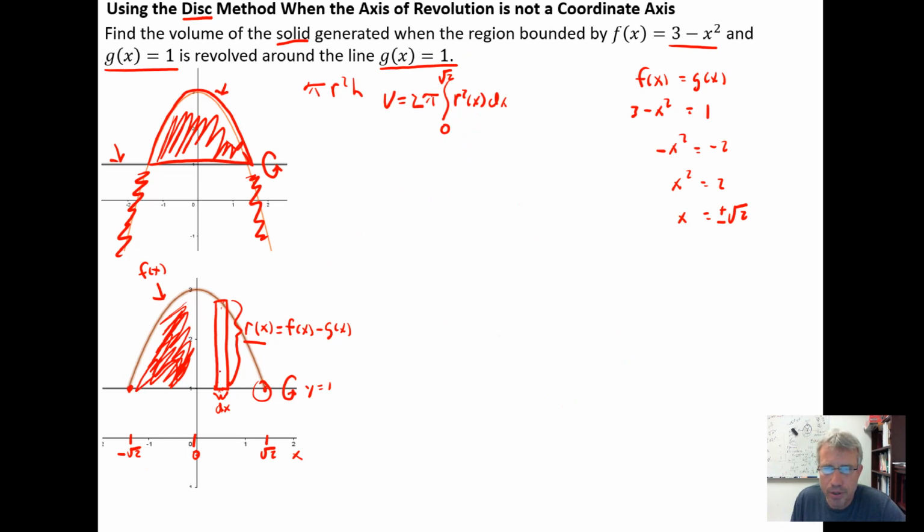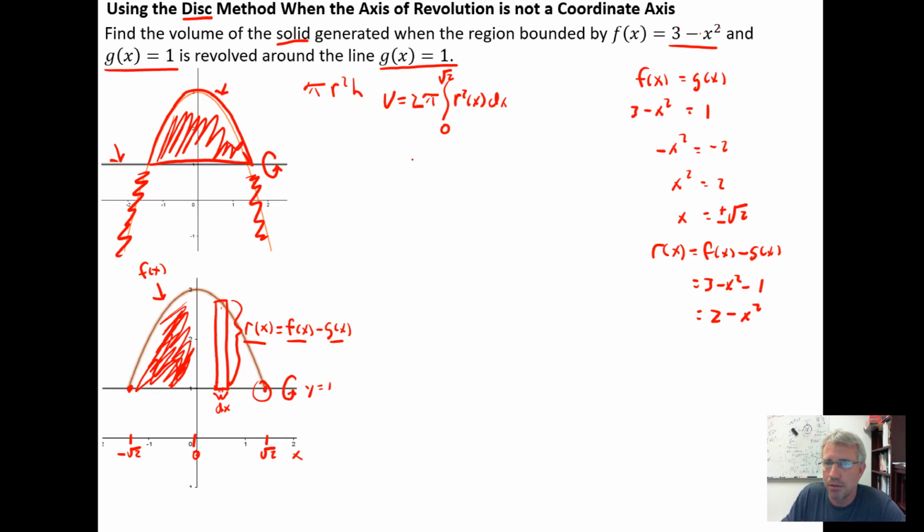So here's my characteristic rectangle. The radius is the difference between the upper function and the lower function, or f of x minus g of x. So my radius is just going to equal my upper function minus my lower function, which will just equal the 3 minus x squared, minus the lower function, g of x equals 1. So we wind up just getting 2 minus x squared.